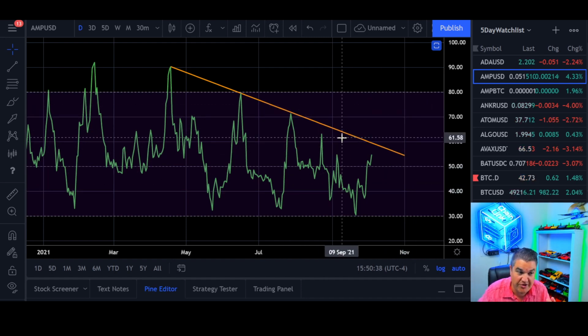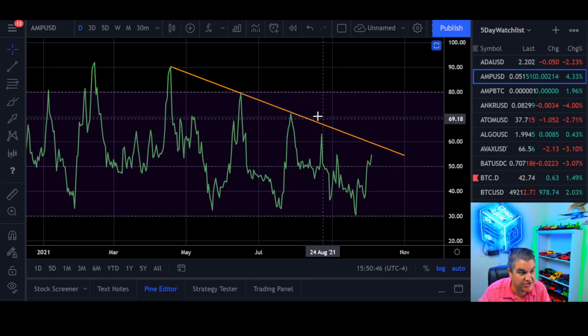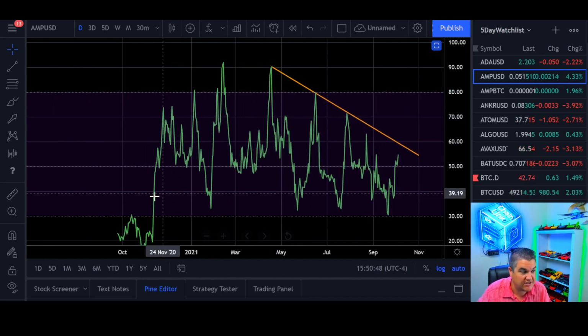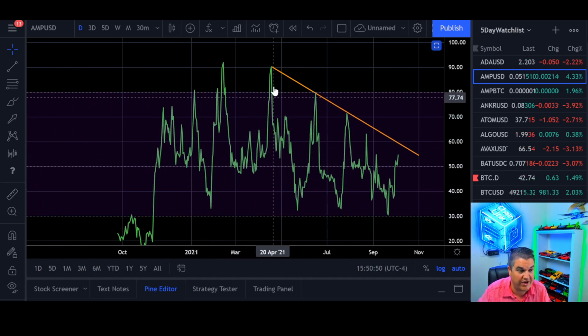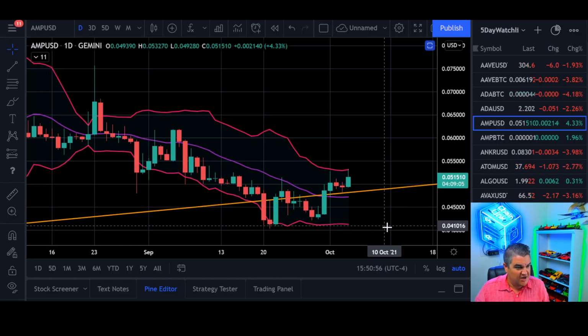And then what do you want to do? You want to look for these highs. You want to take out 63, then you want to take out 71, 72, and then you're reversing this trend. That's what you want to do. See how AMP can move in a hurry. So we have to break this downtrend on the RSI. What else do we got? Let's go take a look.